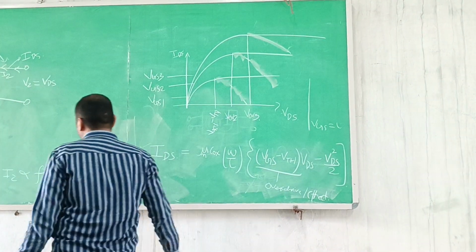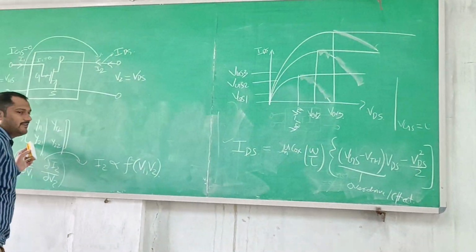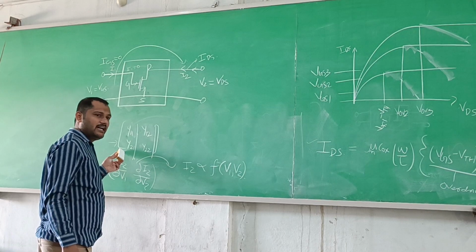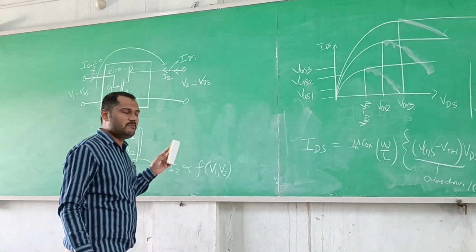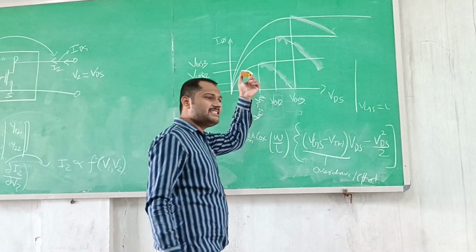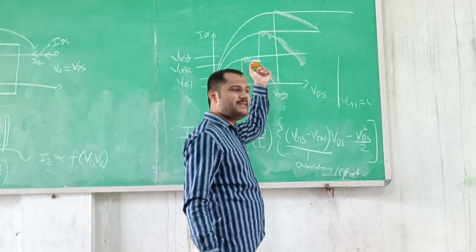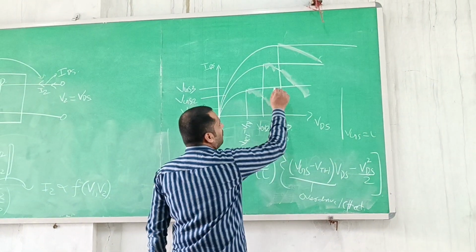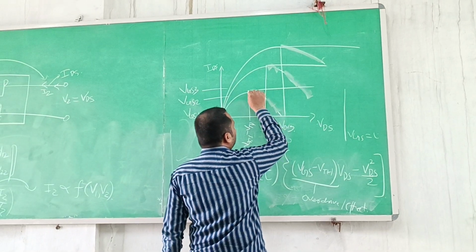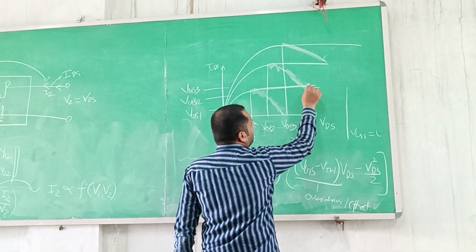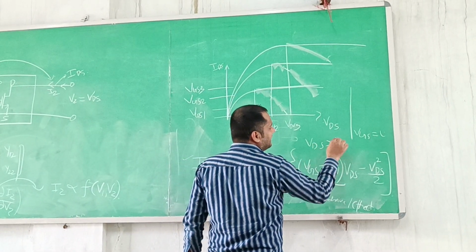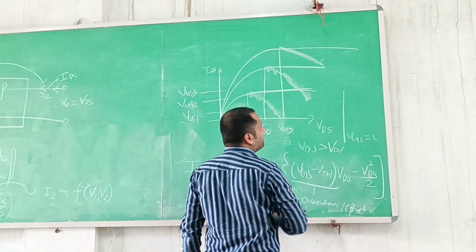So we want the y parameter to be constant. And by y parameter we mean the slope of this characteristic. The slope of this characteristic is constant in this region, after VDS greater than V overdrive.